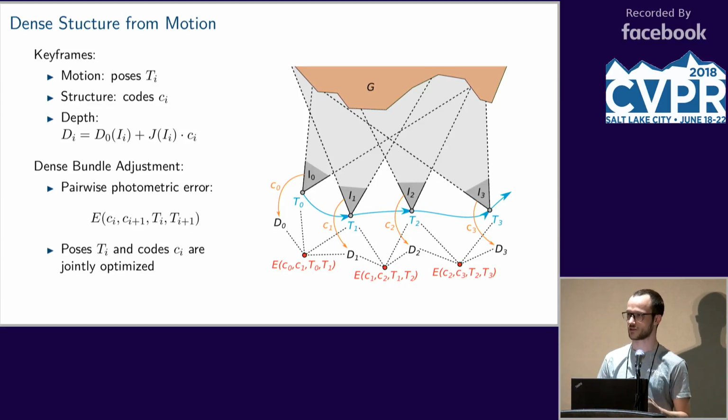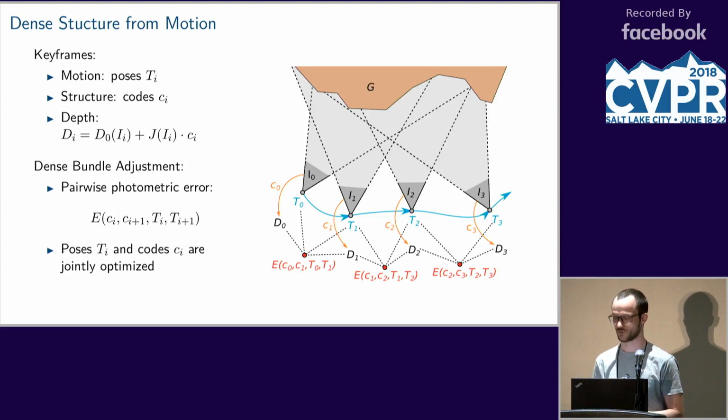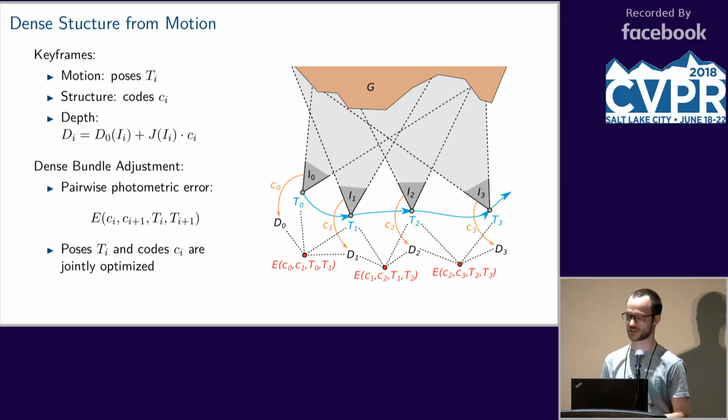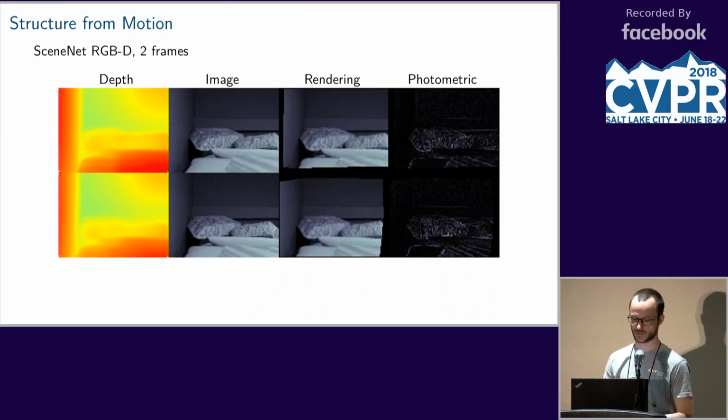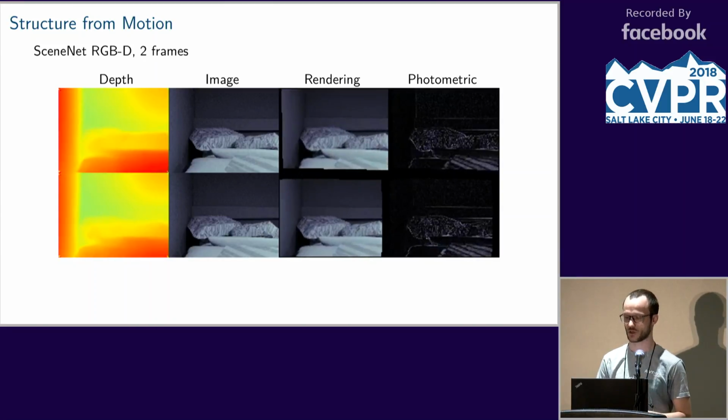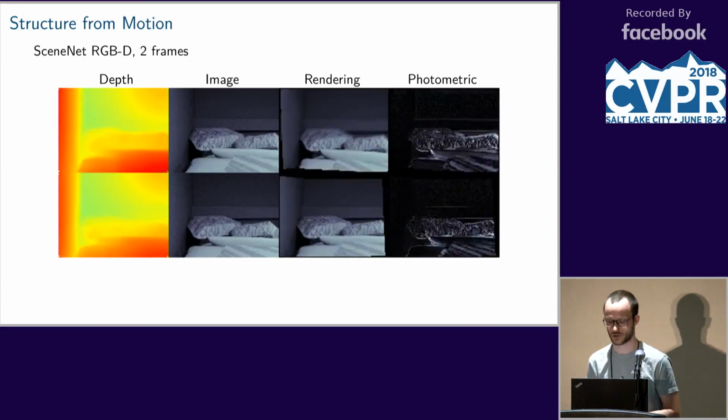And we then jointly optimize for the pose and the codes, which is a thing that hasn't really been done previously in dense SLAM. So if we visualize this, so this is CNET, we pick 2 frames. So you have the depth and the image on the left. And this is basically the rendering as we optimize our network. Not the network, as we optimize our framework. And you see that the photometric error goes down.